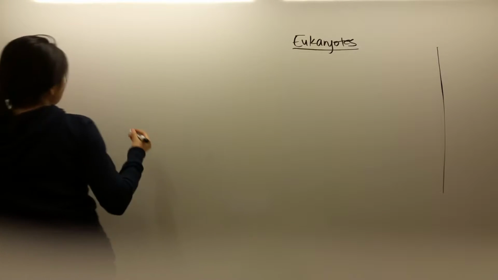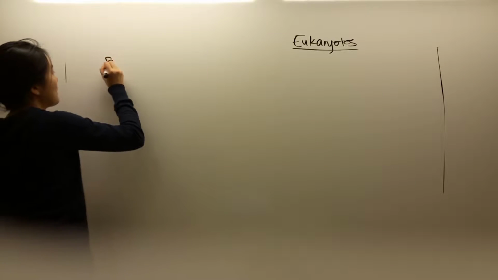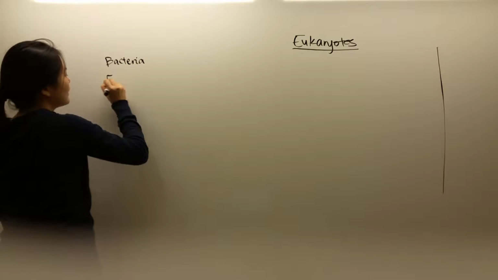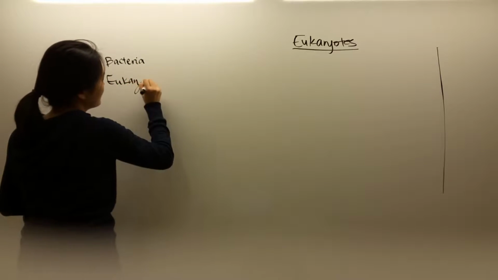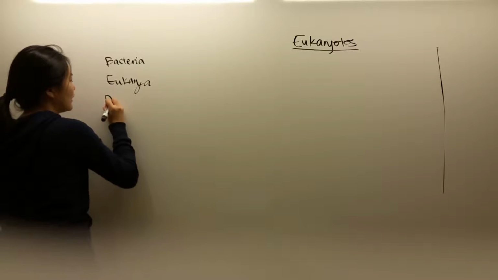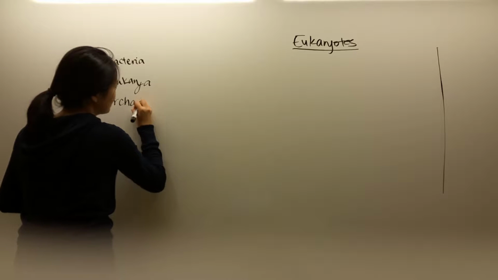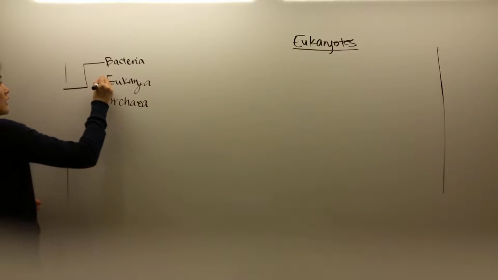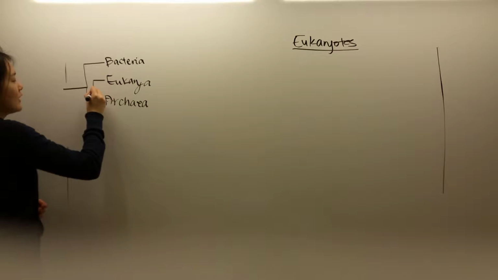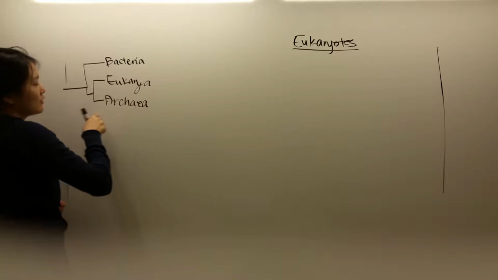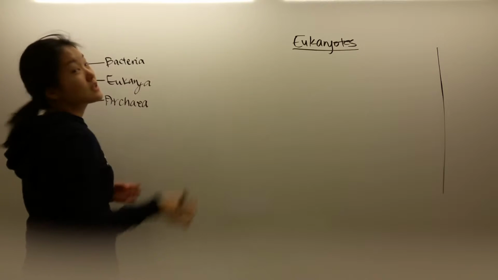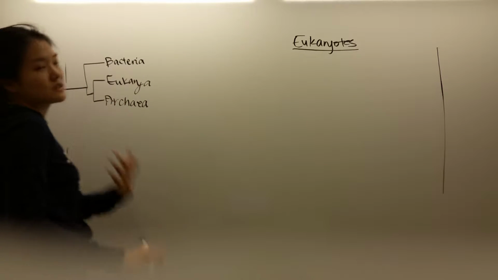So when we look at our domains of life, we have these things called bacteria. We have these things called eukarya. And we have these things called archaea. And your phylogenetic tree for this is going to look a little something like that. And so eukarya are the sister clade of archaea because they're more directly related.